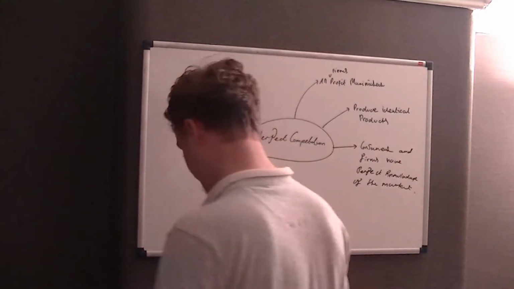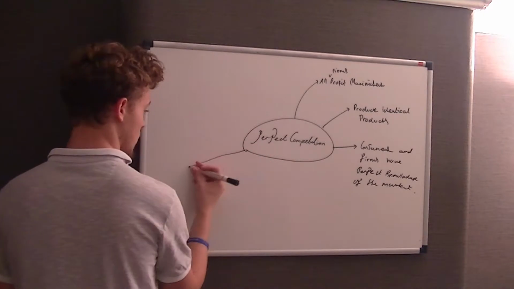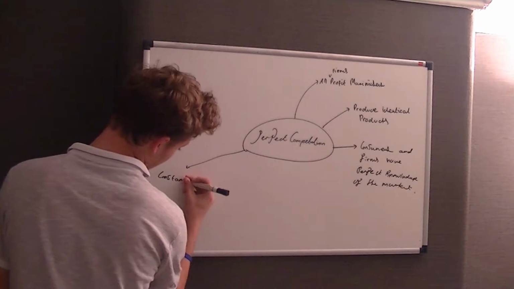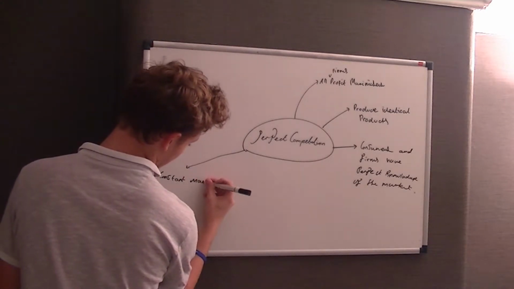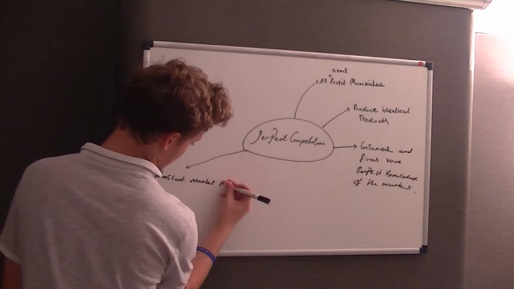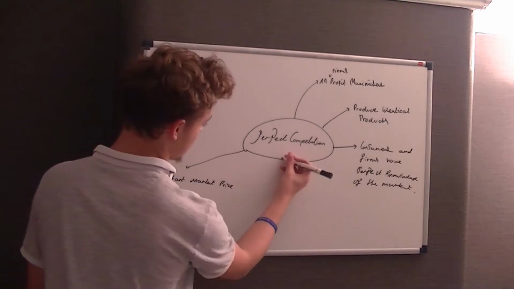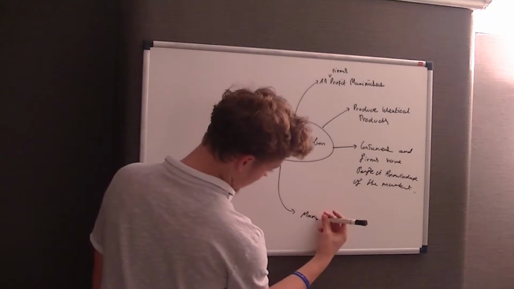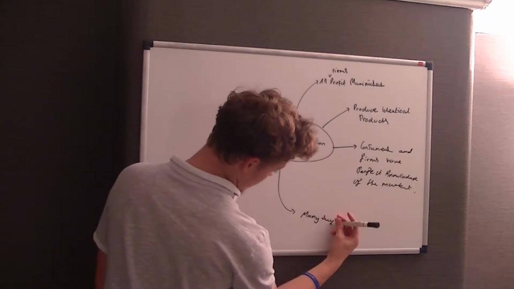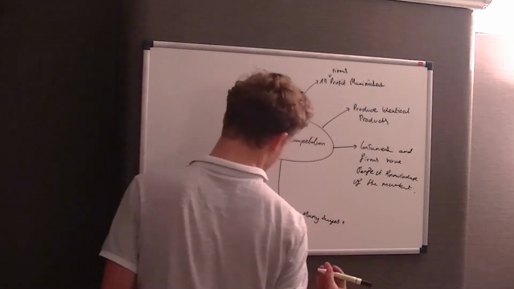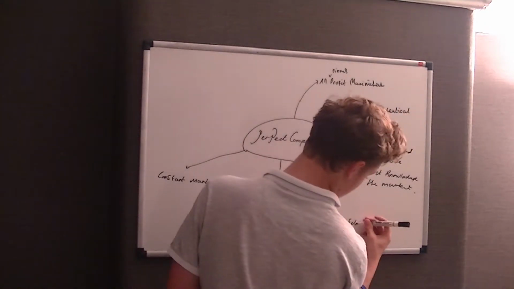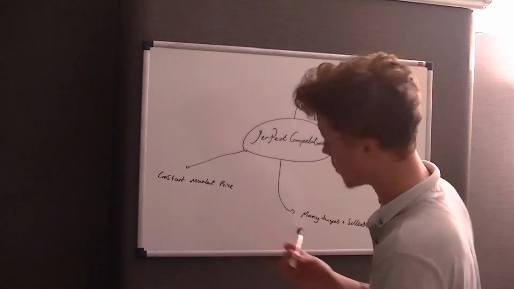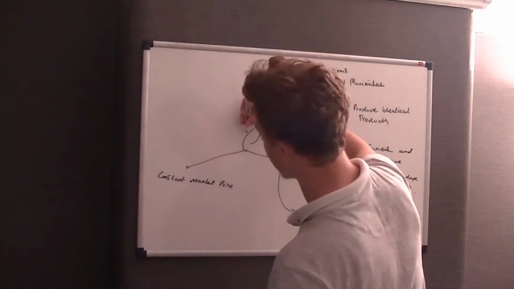A few more. There is, obviously, a constant market price, which means they all charge the same price. Many buyers and sellers. And because there are many buyers and sellers, there's as many consumers and firms basically. Because there are many buyers and sellers, this allows us to say there are no barriers to entry.